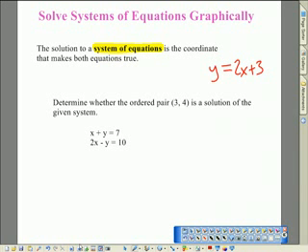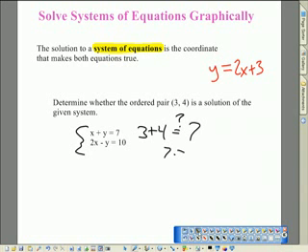My question is to determine whether the ordered pair 3, 4 is a solution to this system. How would we figure out if this is a solution to this system? What would we do with 3 and 4? Plug it in, substitute, and then see if we get a true statement at the end. So I'm going to plug in 3 for x and 4 for y. When I do that to the first equation, I get 3 plus 4 equal to 7. Does 7 equal 7? Yes, so it works for that equation.